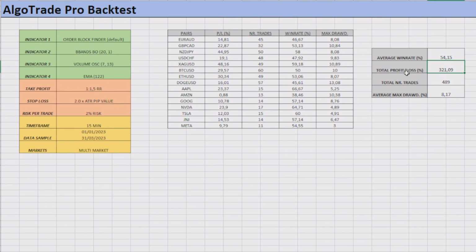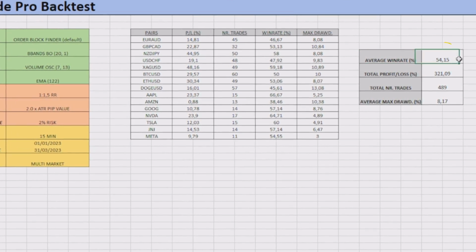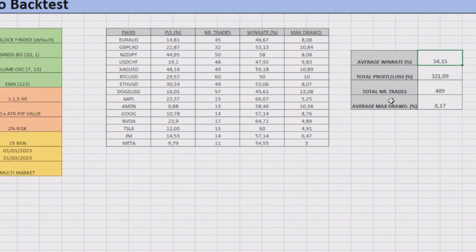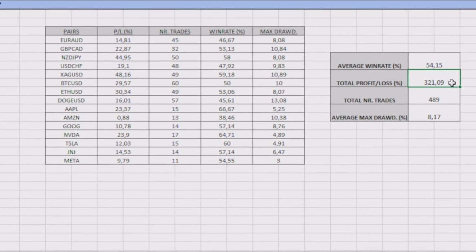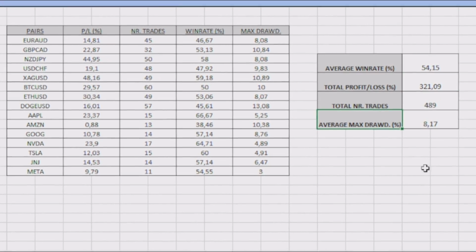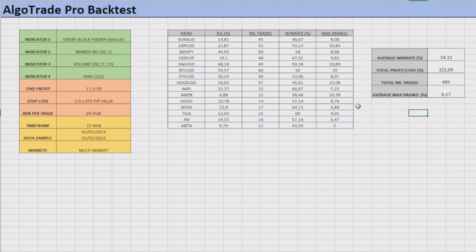After analyzing almost 500 trades with my backtesting bot, here we have all the results. Based on these conditions, the overall win rate of this strategy was about 54.15%, and it produced a total net profit of over 320%. The average drawdown had just a small value of 8.17%. So, as you can see, this strategy is highly profitable and efficient, and it works very well across different markets, as we can conclude when looking at all the asset stats.